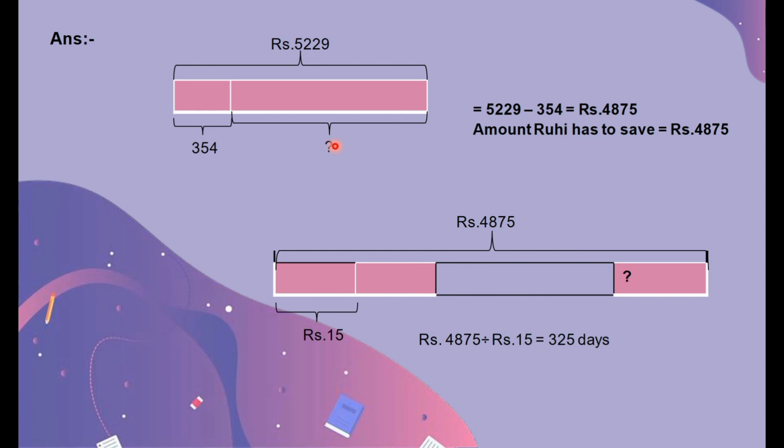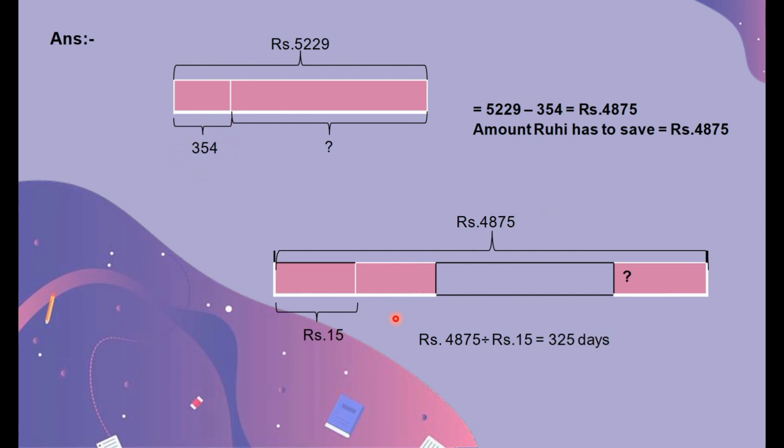So what she has to do is find how many days she needs to save the money. So per day she is saving rupees 15, so how many more days does she need to save to get this much money, that is 5,229. But already she has 354 in her savings.